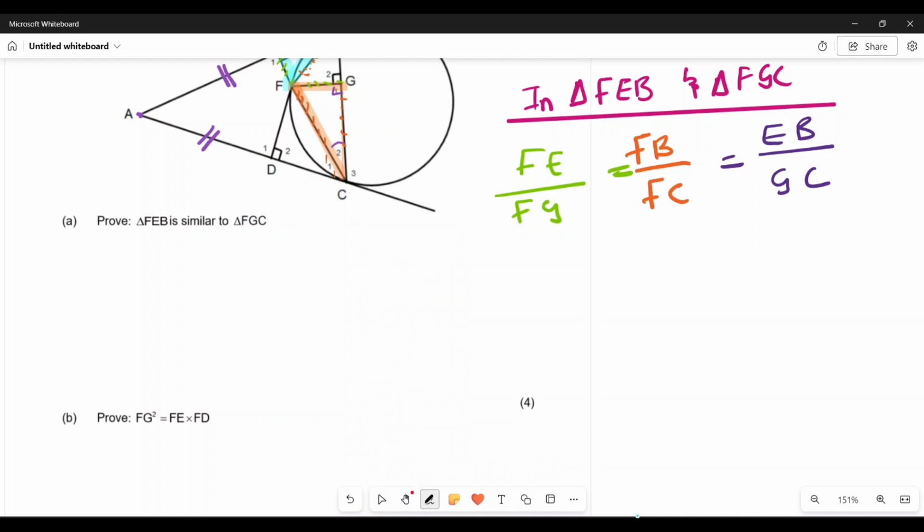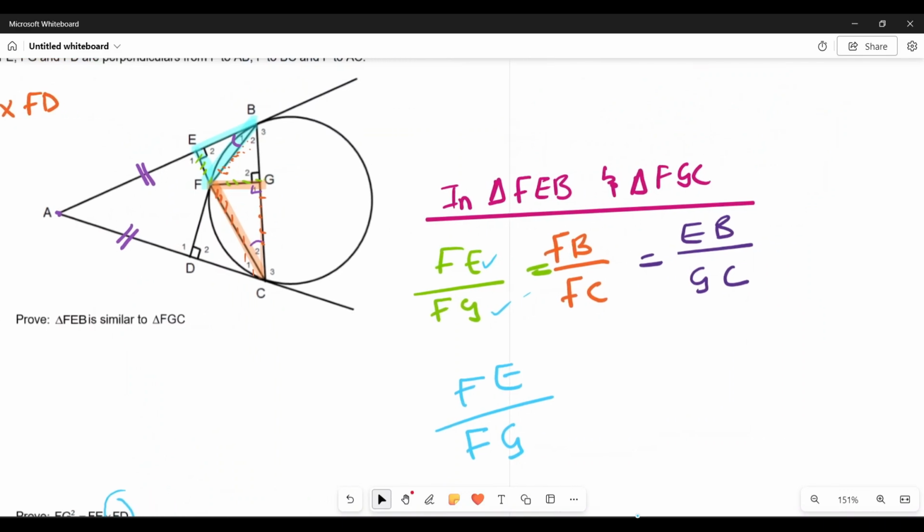All right. So I can see that I have FG here, I have FE here, so I can choose this one, FE over FG. But the only thing I don't have here is my FD. Now, how will I go about finding my FD? It means that I need to prove two other triangles that are similar to one another so that I can get the FD that I'm looking for. Now, how would I go about doing that?